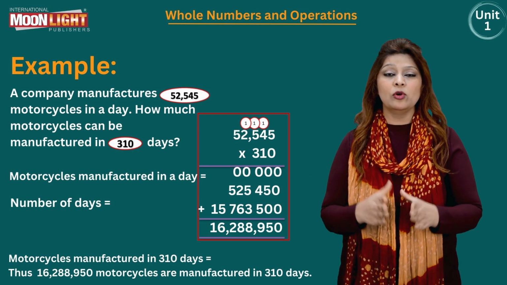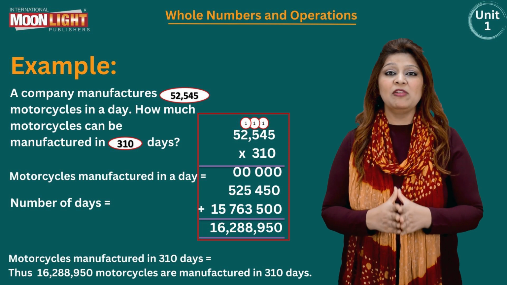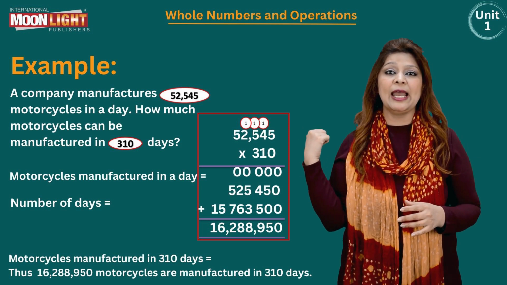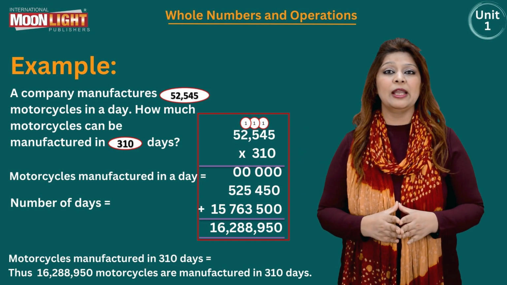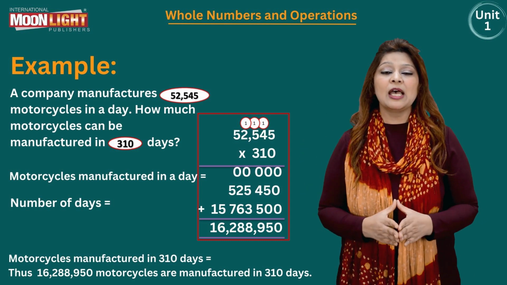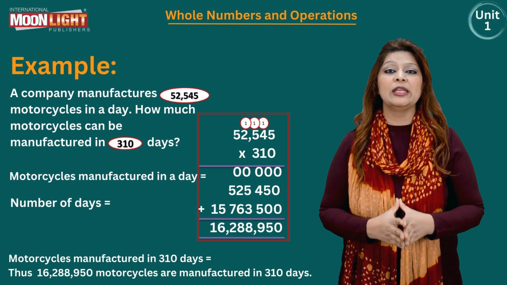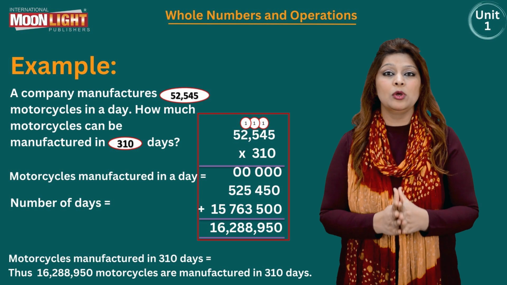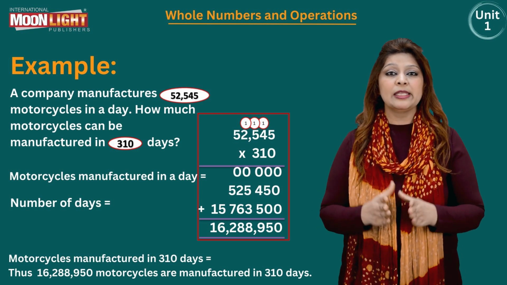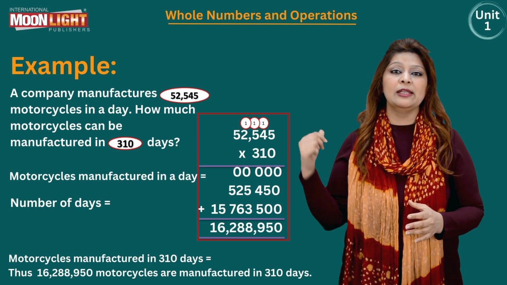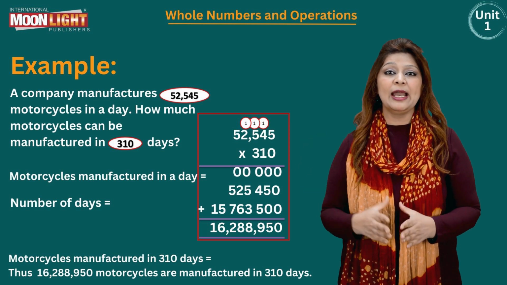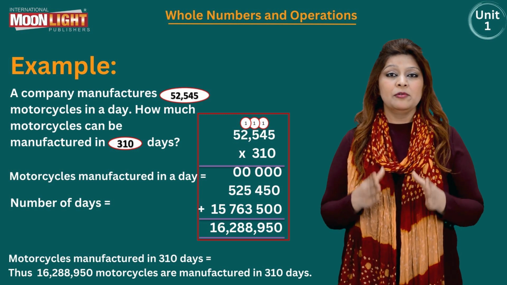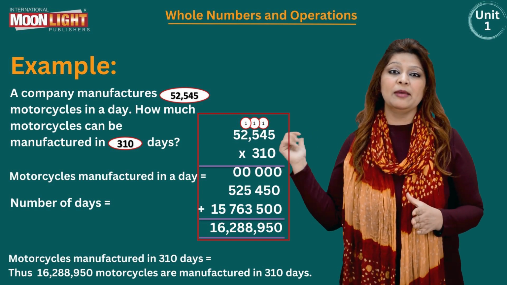Now 3 fours are 12, 12 plus 1 is 13. I will write 3 over here, and 1 will go on the top of the number 5. 3 fives are 15, 15 plus 1 is 16. I will write 6 here and 1 will go on the top of the number 2. 3 twos are 6, 6 plus 1 is 7, so I will write 7 here. Now 3 fives are 15, and again I will write the whole number 15 over here.